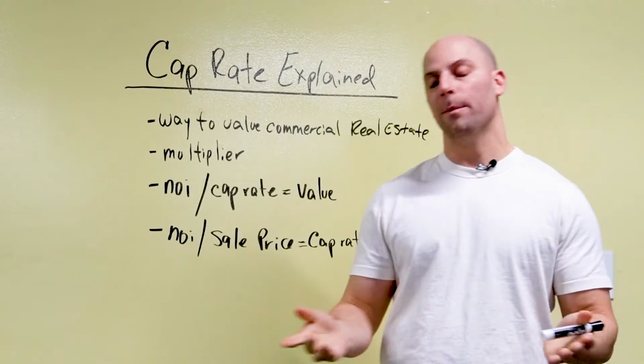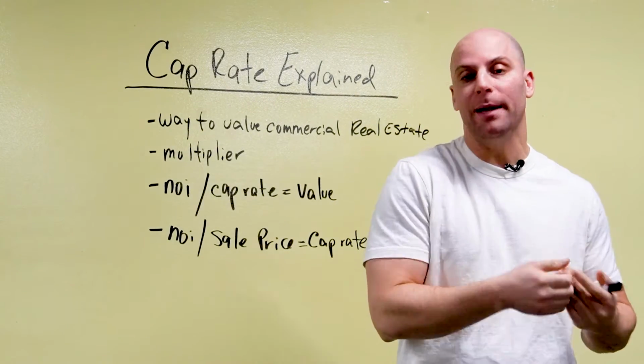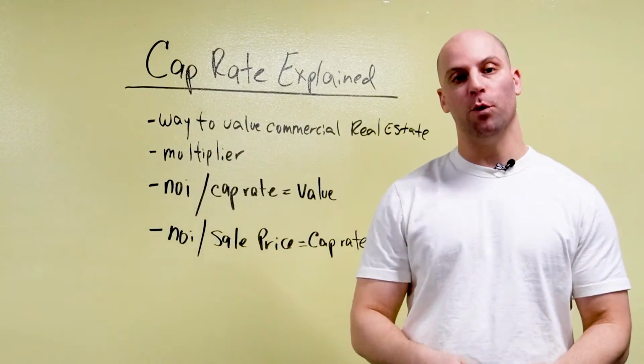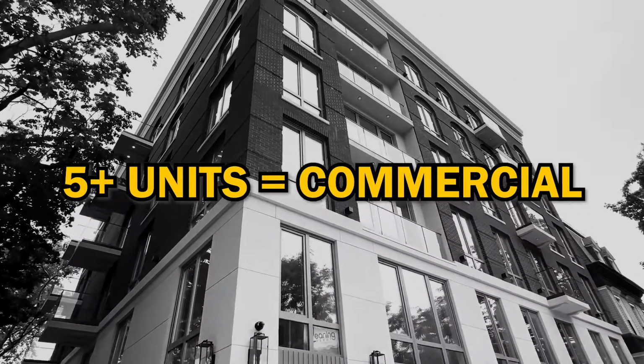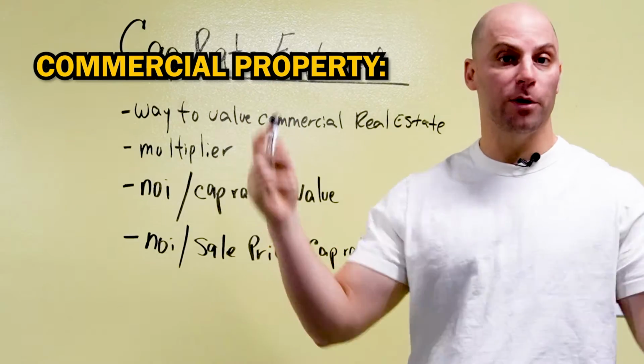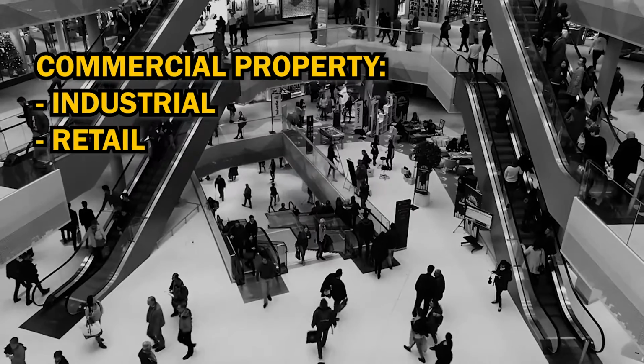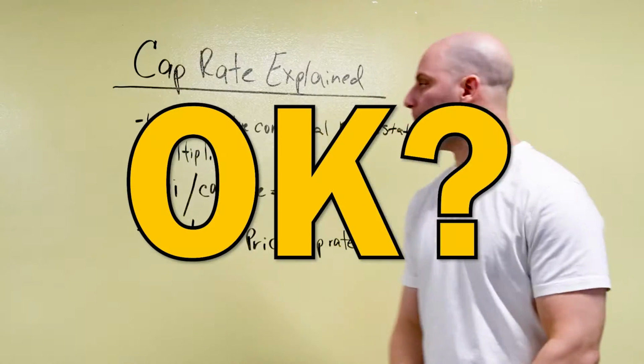So anybody who knows what commercial real estate is, if it's residential, meaning it's apartment units, it's in excess of 4 units. So 5 units or more is considered commercial, or any type of commercial property, meaning industrial, retail, strip malls, things of that nature, okay? How do you go about doing it?